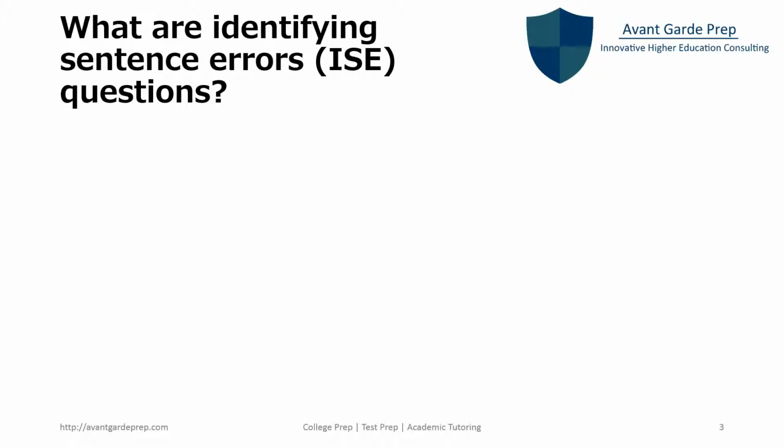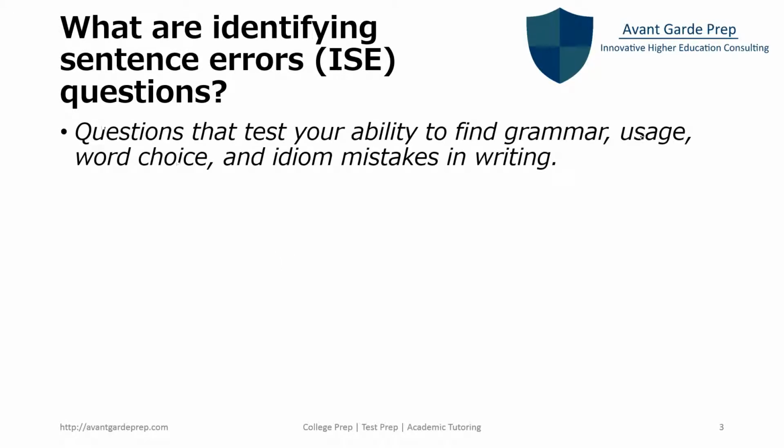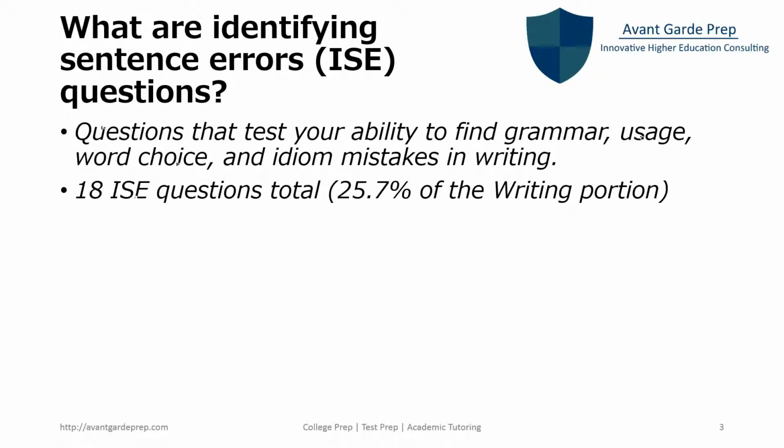So first, what are identifying sentence errors, or ISE questions? These are questions that test your ability to find grammar, usage, word choice, and idiom mistakes in writing. When you're writing and making revisions, being able to find mistakes in sentences is one of the most important skills you can have. Even writers who know the rules of good written English may need to correct mistakes while they're making revisions, and that's what these questions test you on. There are 18 ISE questions total, which counts for 25.7% of the writing portion of the test.